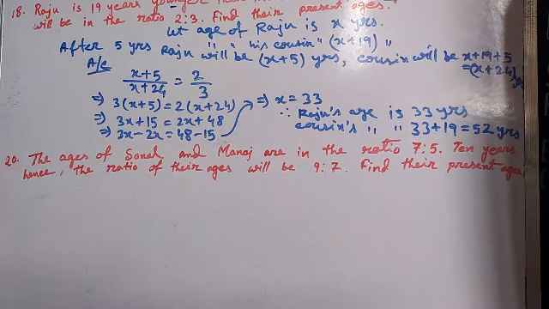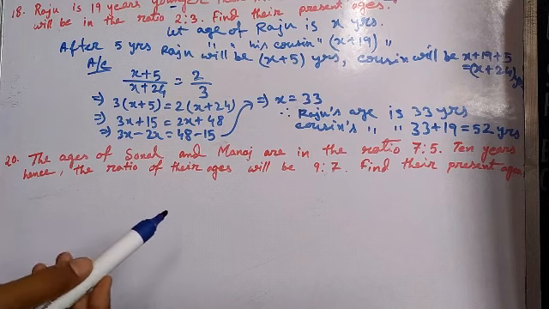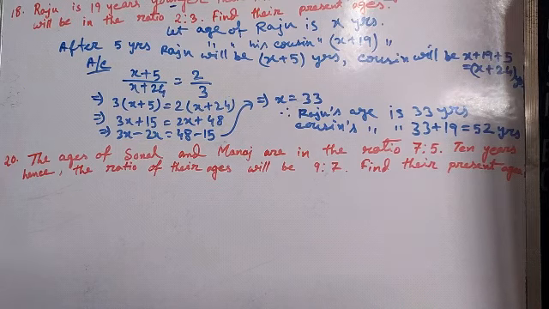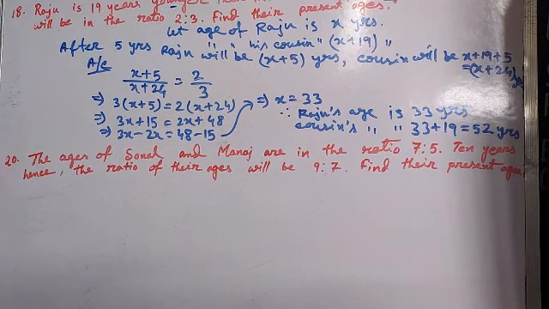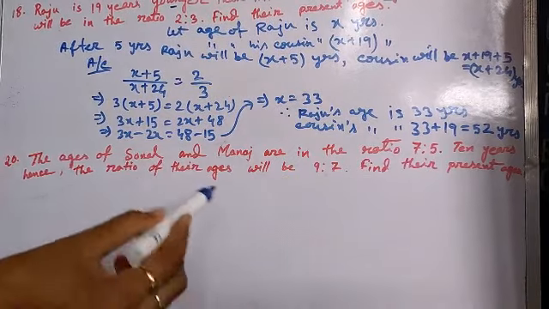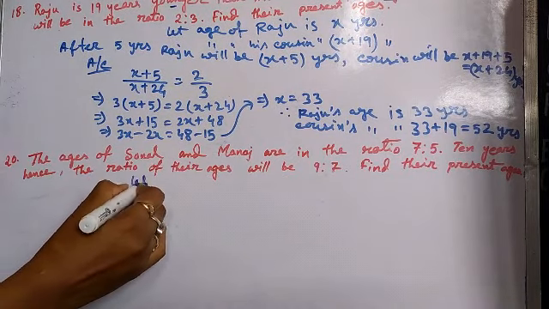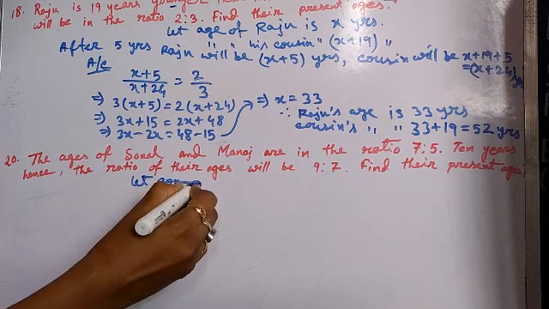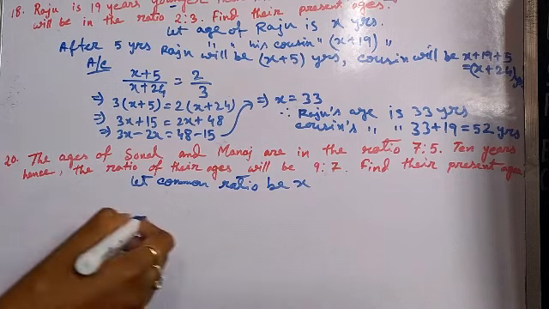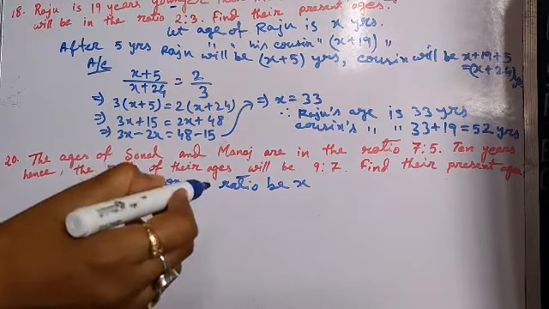Now question number 20. The ages of Sonal and Manoj are in the ratio 7:5. 10 years hence, the ratio of their ages will be 9:7. Find their present ages. So here the present ages ratio is given as 7:5. That means if the common ratio is x, then their ages we can take.